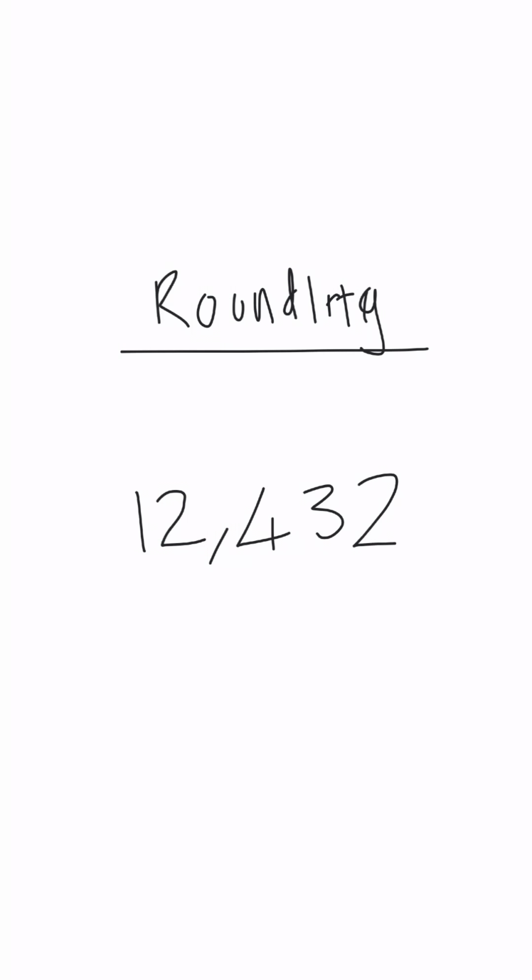12,432. But we're using the same strategies as before. We're going to round to the nearest hundred in this case. So again, I'm going to circle the hundreds. But if you remember from the previous video, we're actually concerned with this number here. That means that we can forget about the numbers that come before. We don't really need to worry about these. I'll come back to that later though.